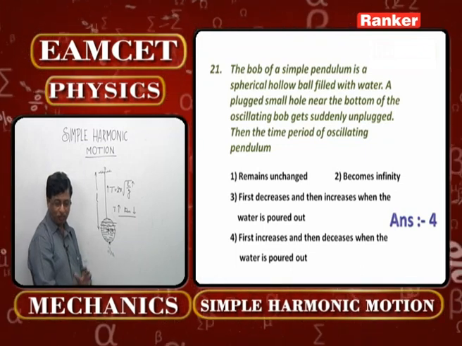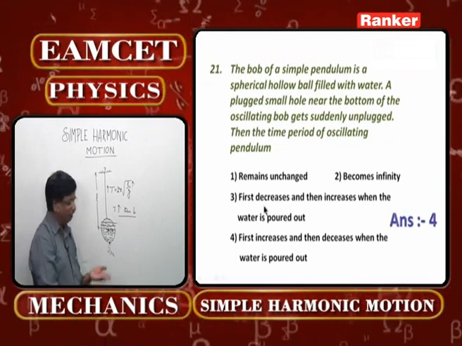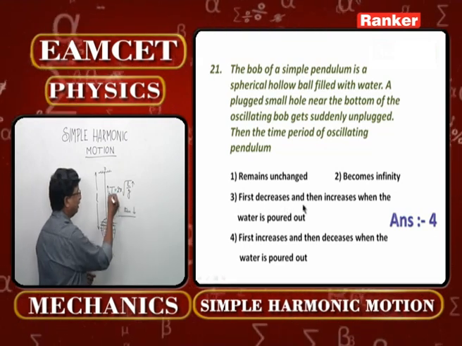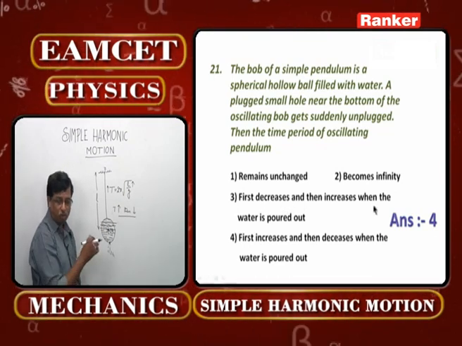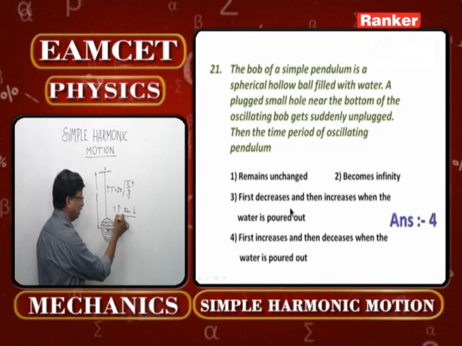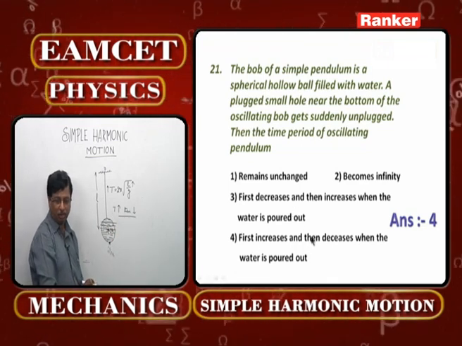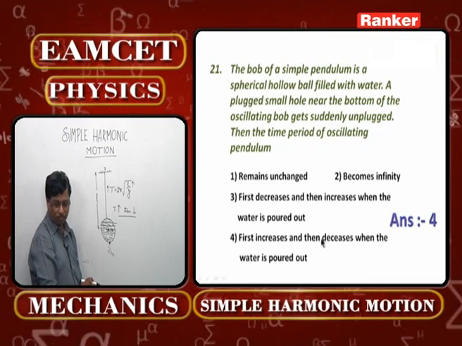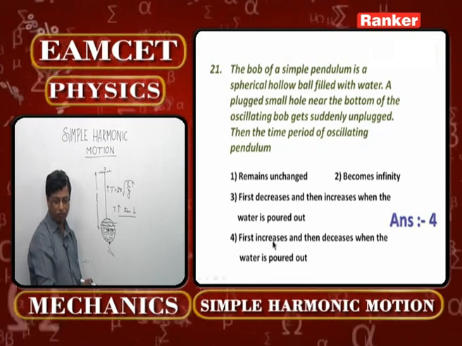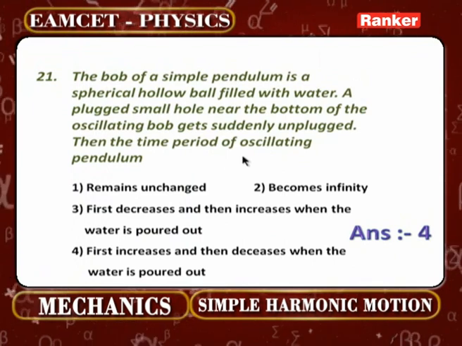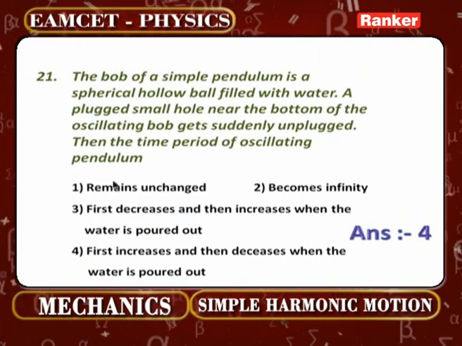See the third one, first decreases and then increases. It is ridiculous because length is increasing first, so automatically the time period should increase, then first it increases and then it decreases. The fourth option is going to be correct. So for the 21st question, the correct option is the fourth one. Just look at the last number over there. I hope that is the next question.